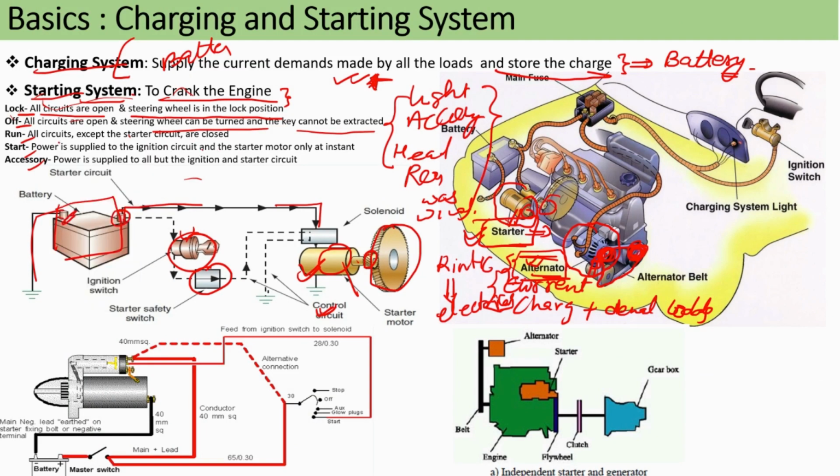Then run position. In run position, all circuits except starter circuits are closed. In start, power is supplied to the ignition circuit and starter motor only at that instant. When it is in accessory position, power is supplied to all but not to the starter or ignition circuit. So these are the five positions of this key switch. We will discuss this in detail, what is the meaning of all circuits closed except starter circuit, and whether power is supplied to a particular circuit or not.